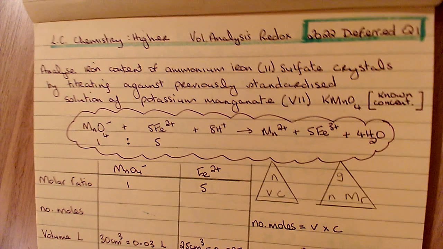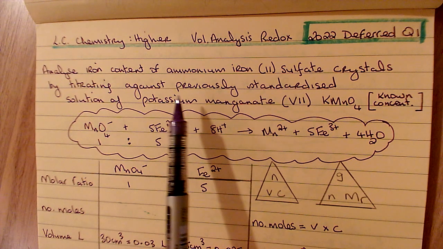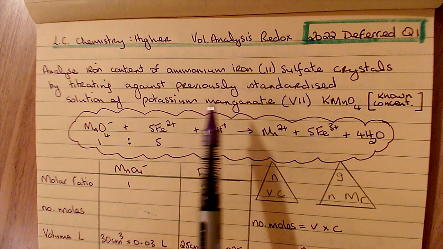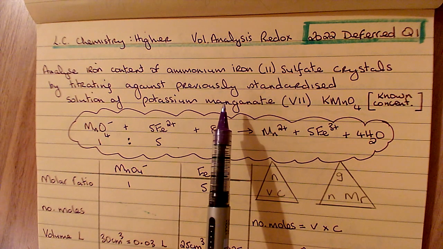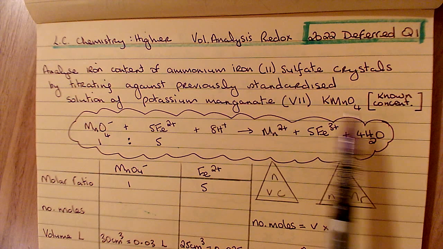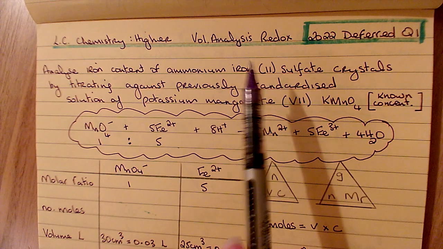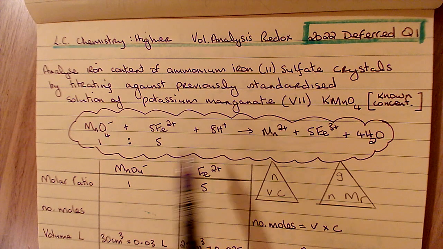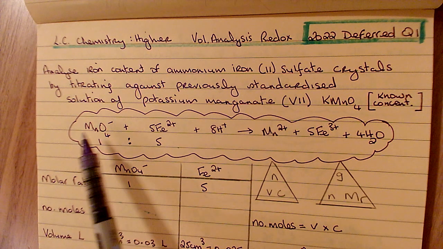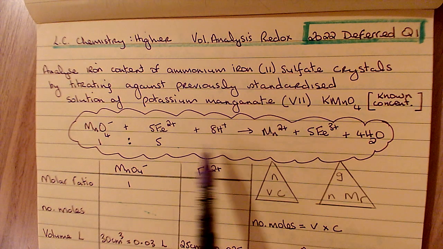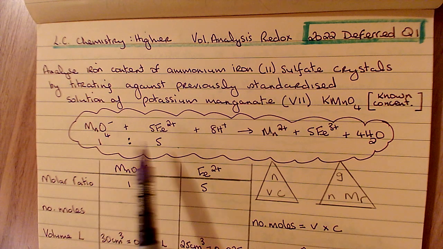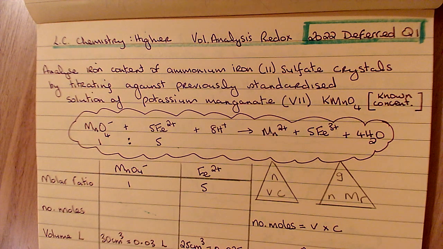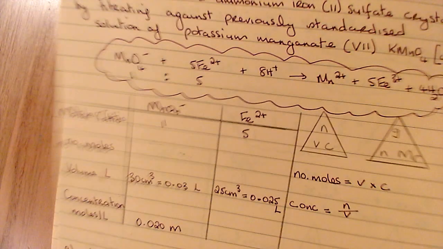What we're doing here is analysing the iron content of ammonium iron 2 sulfate crystals by titrating it against a previously standardised solution of potassium permanganate, KMnO4. That means we know the concentration of the potassium permanganate, and we're trying to work out the concentration of the ammonium iron 2 sulfate. Let's start off, as we normally do in these titration calculations, with our balanced equation, noting the reaction ratio of 1:5 for the permanganate anion and iron 2+. Let's pop that into our table.